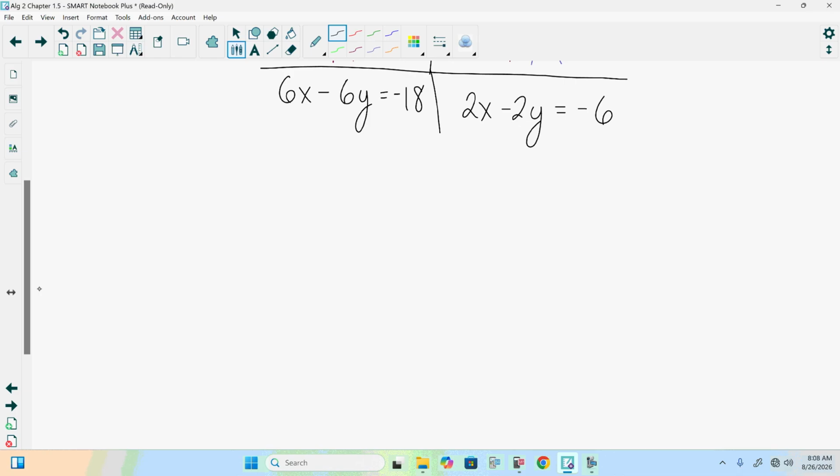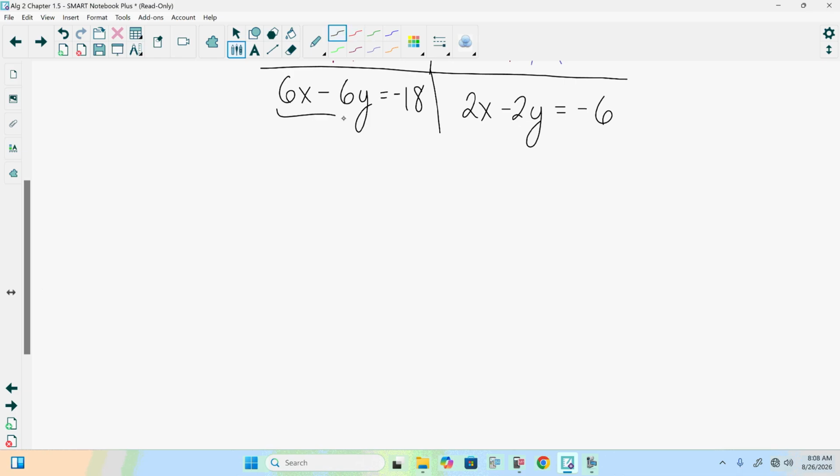Now at this point here, x and y are kind of nice either way. Because if I wanted to eliminate x next, what would I need to multiply by 2x to get 6x? 3. Same with 2y. So it's easy to get from 2x to 6x or 2y to 6y. Which one do we want to eliminate next? Y.